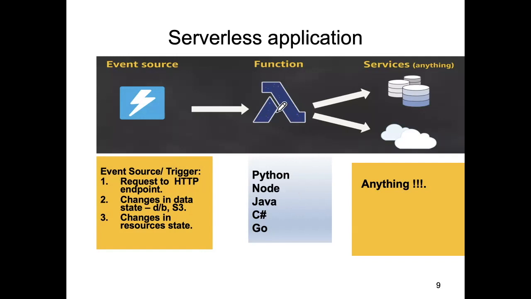And in terms of what the Lambda does, the Lambda can do anything. It can talk to any other service. It can talk to DynamoDB, it can talk to S3, it can talk to SQS, etc., etc. So it can do pretty much anything you want it to.